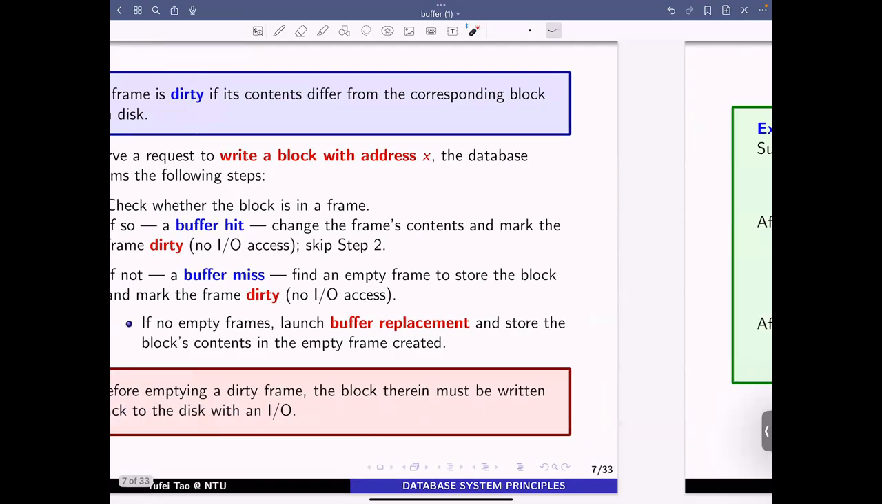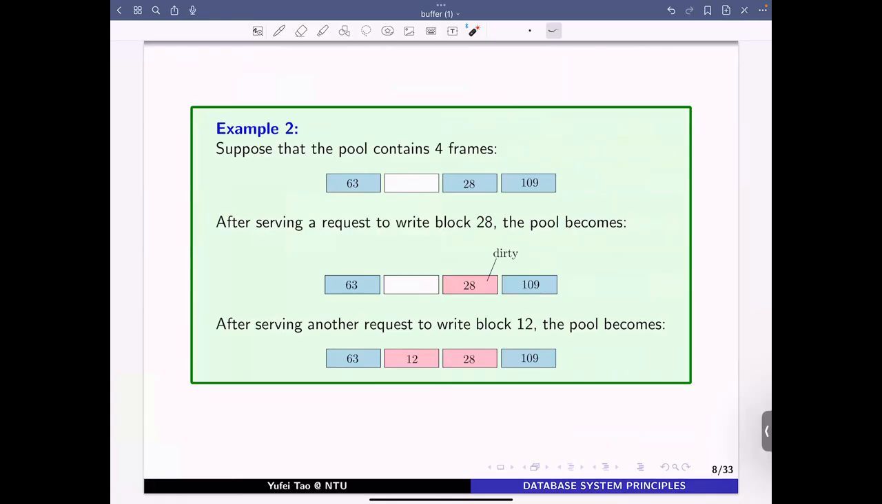Okay, good. Now let's look at an example. As before, let's say we've got a pool with 4 frames. Say the first request is to write this block number 28. As you can see, before the write, these 3 blocks are colored in light blue, indicating that all of them are clean. And here, after this write process, you can see 28, right before it was clean, but now becomes red, indicating it's dirty.